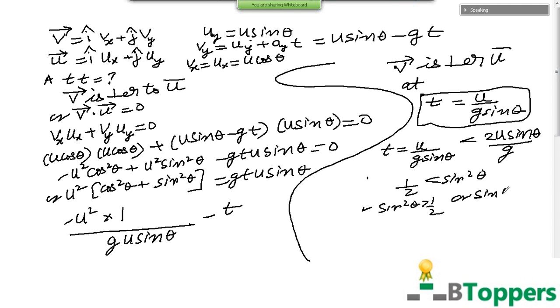Because the angle of projection is less than 90 degrees, sin theta should be taken positive. Sin theta greater than 1 by root 2, or theta greater than 45 degrees, because sin 45 degrees is 1 by root 2. That means if the angle of projection of the projectile is greater than 45 degrees, then the velocity v bar will be perpendicular to u bar at the instant of time t equal to u by g sin theta. If you want to copy this working, you can take a pause and copy the working.